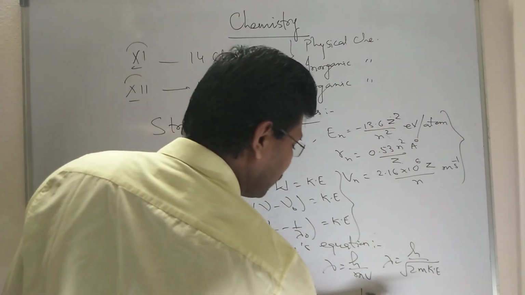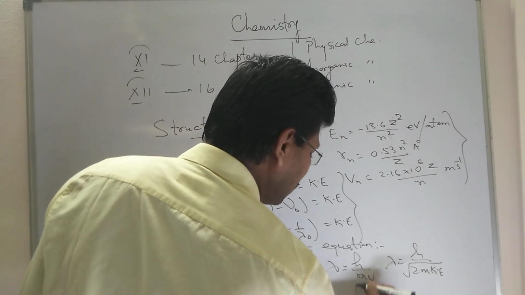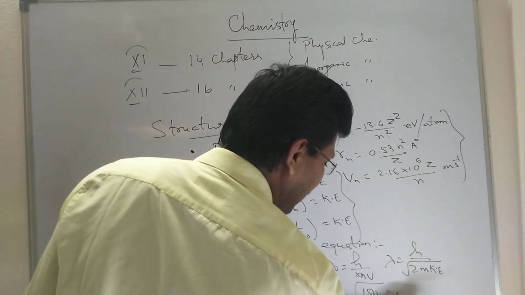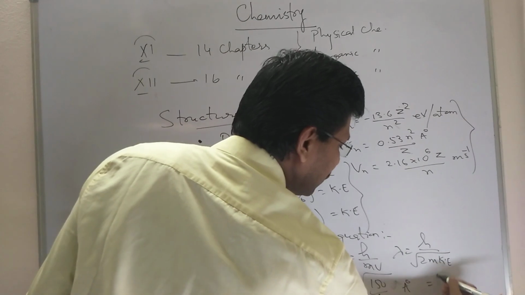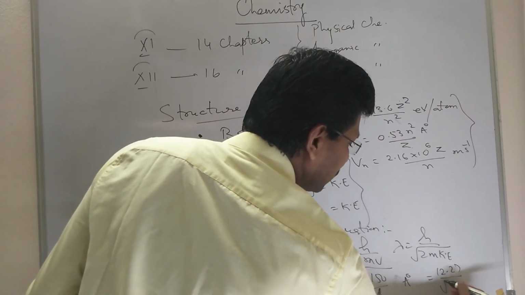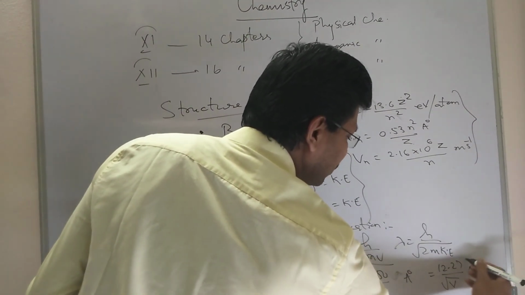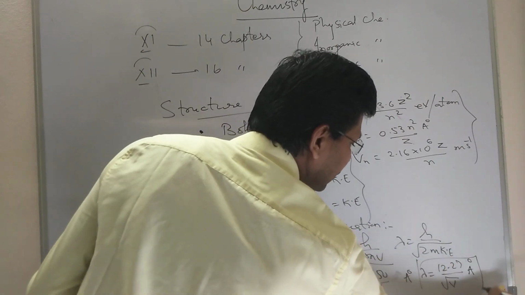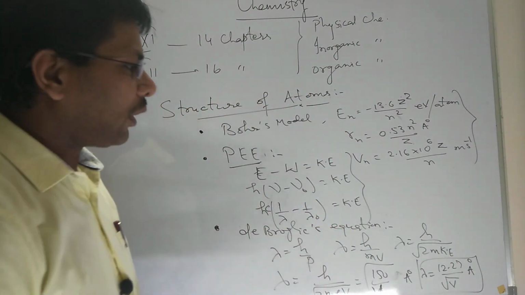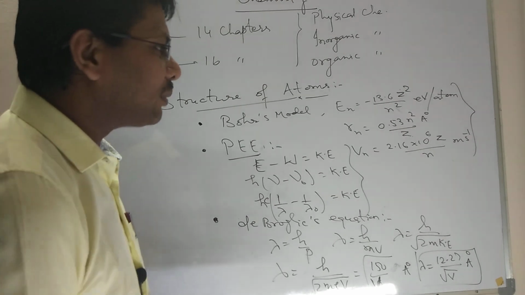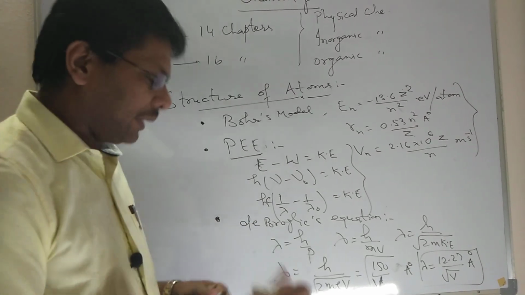You can also write 150 by root under V, where V is the potential difference, in angstrom, or you can write 12.27 upon root under V in angstrom. This is the formula of the wavelength. Using this simple formula you will be able to handle the questions which will be asked in AMCET 2020.